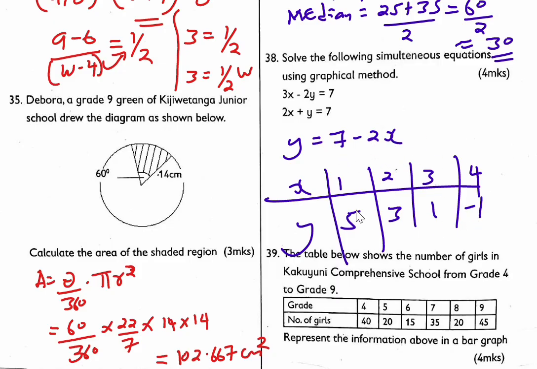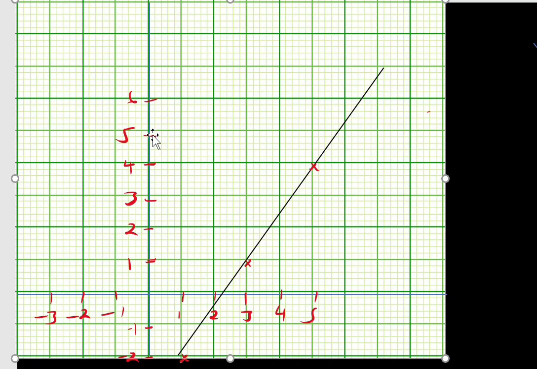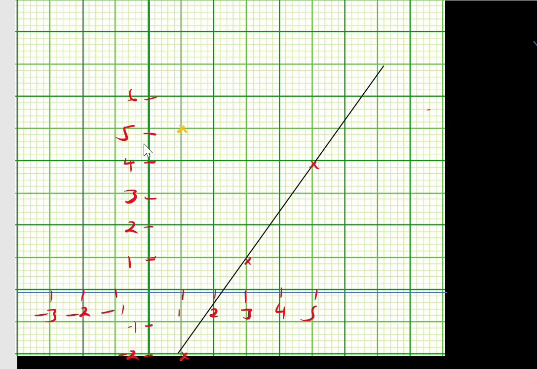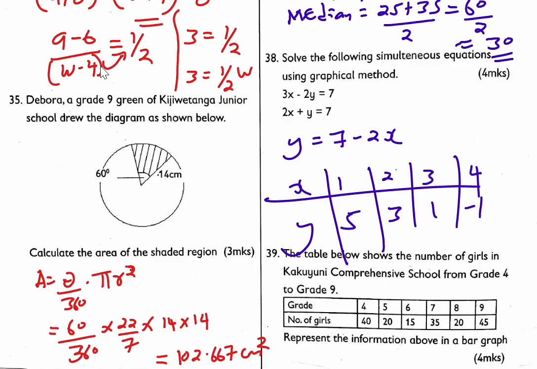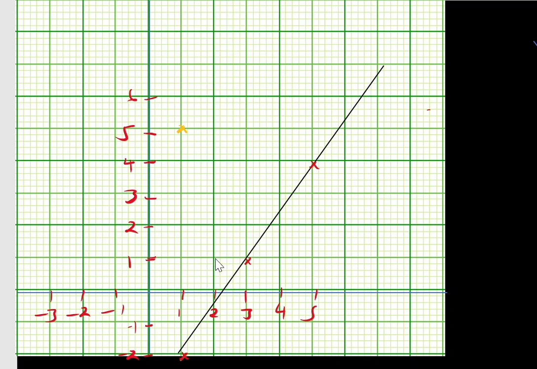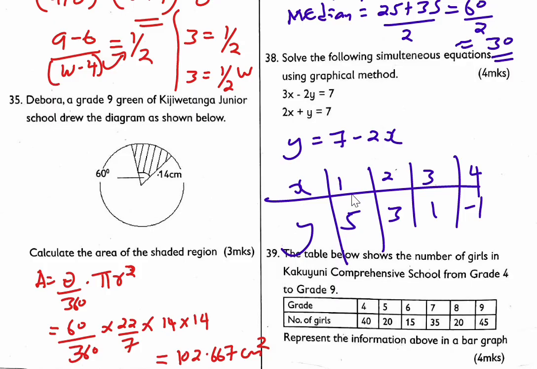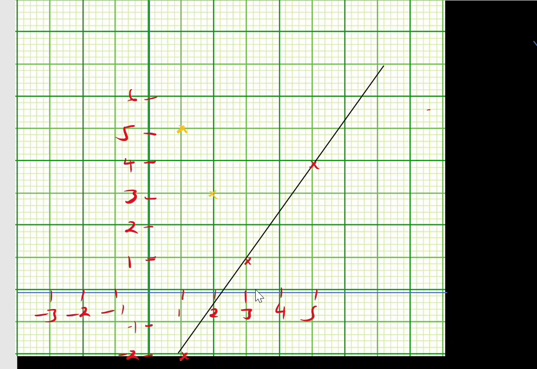I'm going to plot these points. So the first one is 1, 5. X is 1, y is 5. So let us plot 1, 5. You can see 1 is here, 5 is here. 1, 5. And then we have 2, 3: 2 on the x, 3 on the y. Then finally, you have 3, 1. Those are enough. So 3, 1 is here.